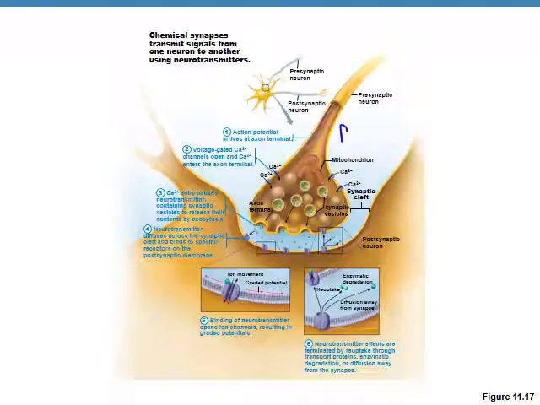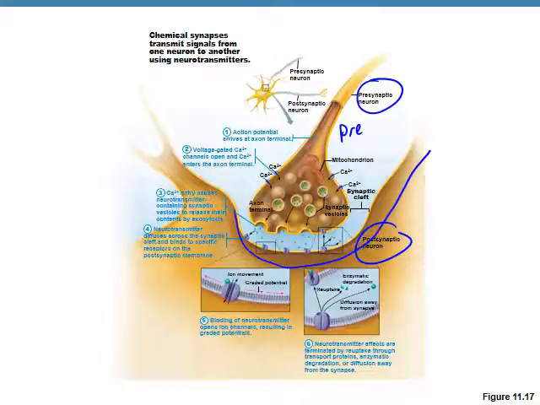Here we have the presynaptic neuron, and here we have the postsynaptic neuron. You can see the synaptic vesicles. You can see that they have some sort of neurotransmitter, some sort of chemical, and then you can see that they have to have a receptor on the postsynaptic neuron side.